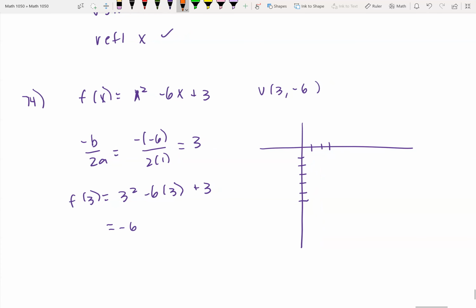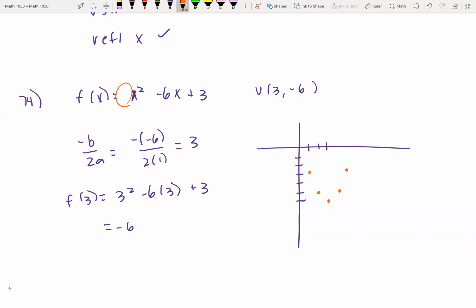my vertex. This is a parabola that opens up, because that's a positive, with a normal stretch. So I'm going to go, let me move that 3 over just a little. Okay, so I'm going to go right 1 up 1, left 1 up 1, right 2 up 4, left 2 up 4. The next one would be 3, 9, because 3 squared is 9. So 1, 2, 3, 4, 5, 6. It would be 7, 8, 9. So it actually hit there and there.